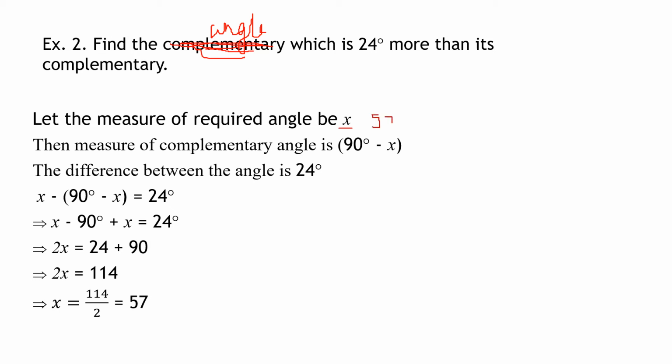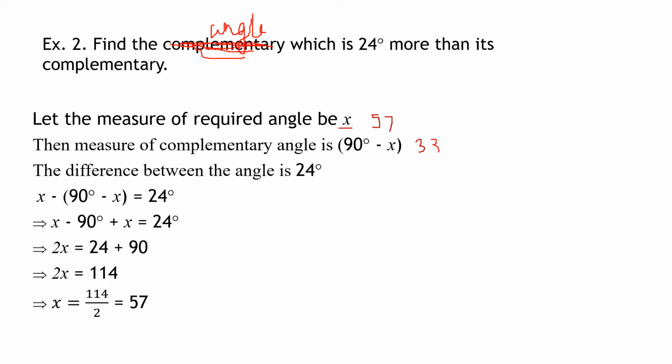Yes. So what is the complementary of 57? It is 90 minus 57, which is 33. Yes, 90 minus 57 is 33.